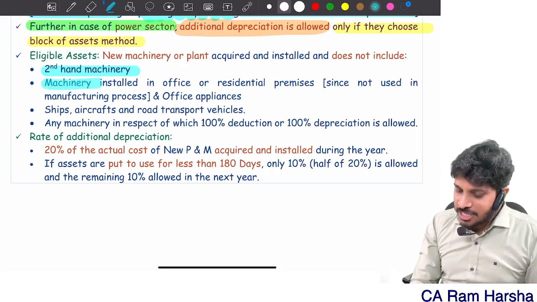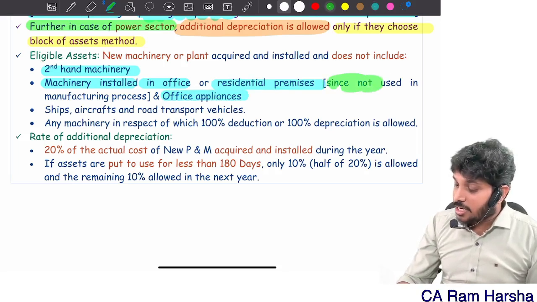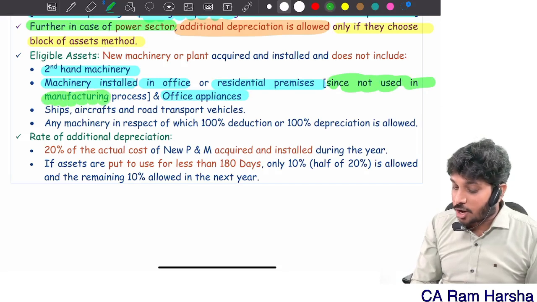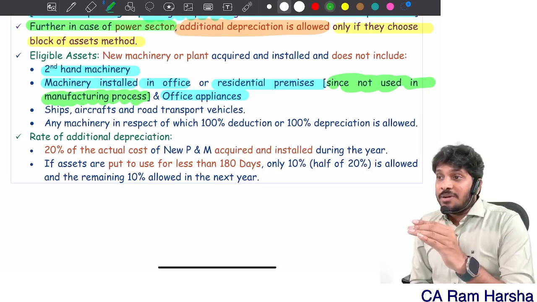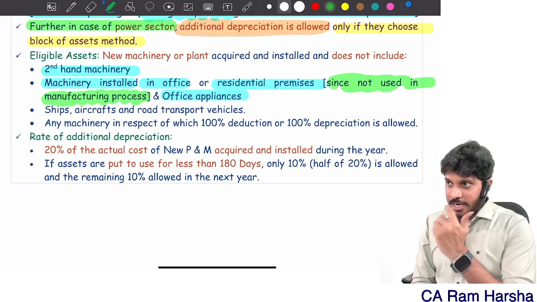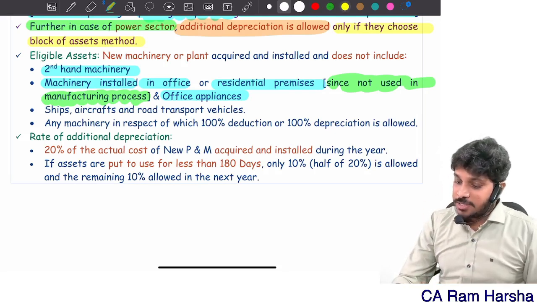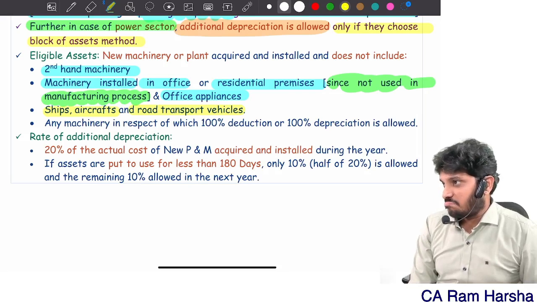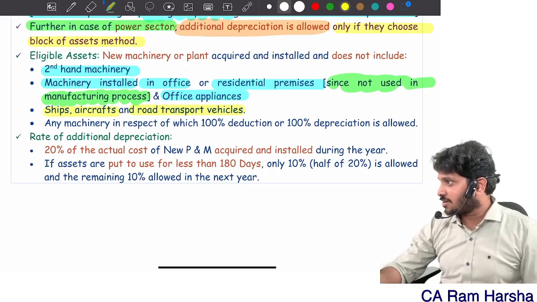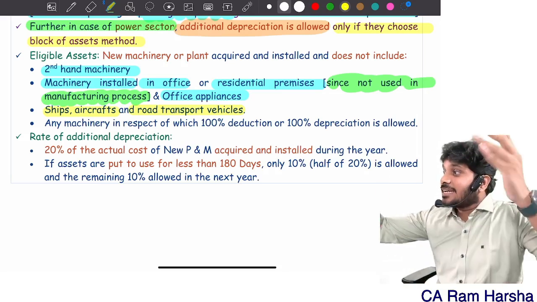See, machinery installed in an office, machinery installed in residential premises, office appliances, they are not eligible for additional depreciation because they are not used in the manufacturing process. Which plant and machinery are eligible for additional depreciation? It must be new, and it must be used directly in the manufacturing process. Ships, aircraft, road transport, do we use a ship for manufacturing? Obviously no, right? Ships and aircraft are for transportation.